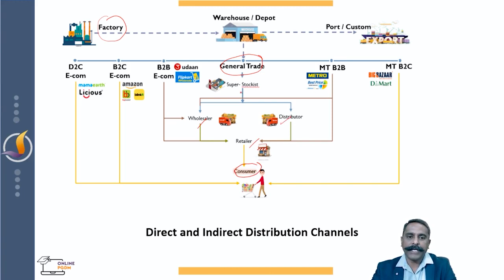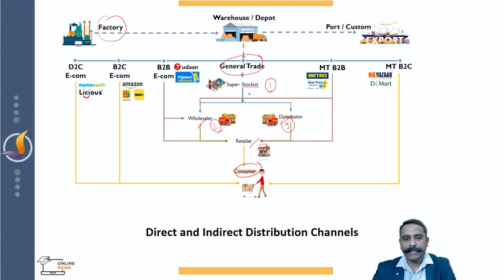So at least in this channel there are three intermediaries involved. One, this is two, and this is three. So this is called a 3-level distribution channel, or 3-degree distribution channel. These terminologies may be different in different sectors. Typically, in FMCG, you will find terms like CNF agent, distributor, maybe super stockist, maybe wholesaler, and then retailer.